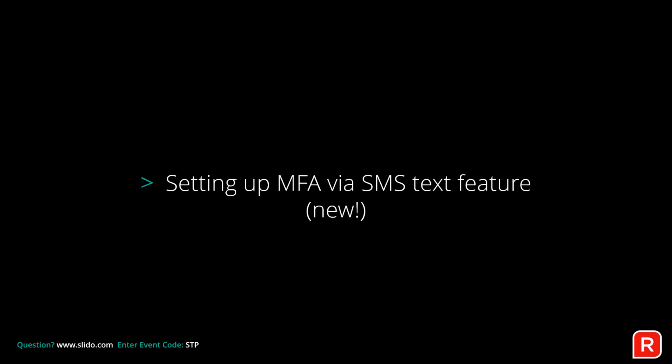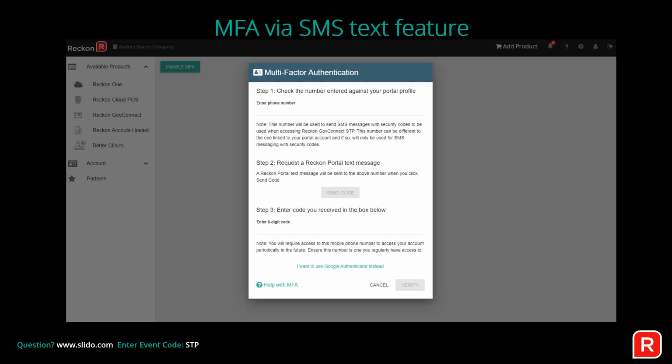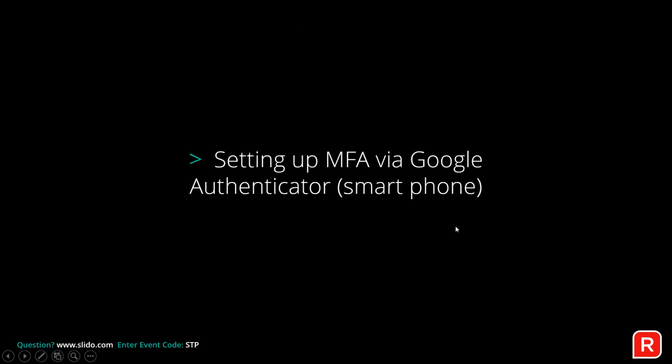So setting up the MFA via SMS, that is the first method offered to you by GovConnect. If you don't want to use SMS and would prefer to go through to using the Google Authenticator for a smartphone, just click on the link at the bottom of the page and continue on to there. Otherwise, just enter in your mobile phone number. The send code will become active, so click on it, and that will provide you with a 6-digit code, which you can enter into the final field.